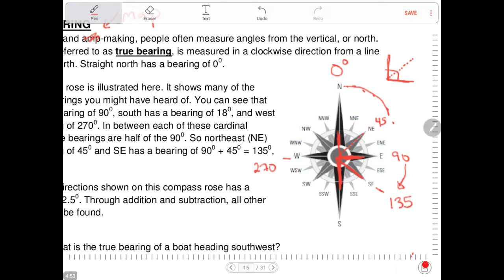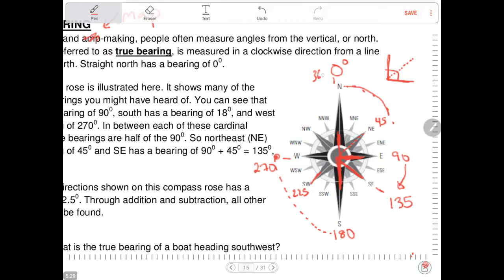Now, southwest, see if you can challenge yourself. What would southwest be? If you're not quite sure, think to yourself, well, south is 180 degrees, and southwest is 45 degrees along here. Because remember, from 180 to 270, that's a full 90, but we're only going halfway. So you must add 45 degrees to get to southwest, and that should be 225 degrees.